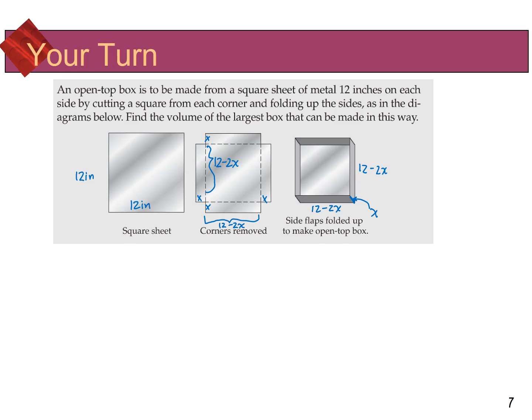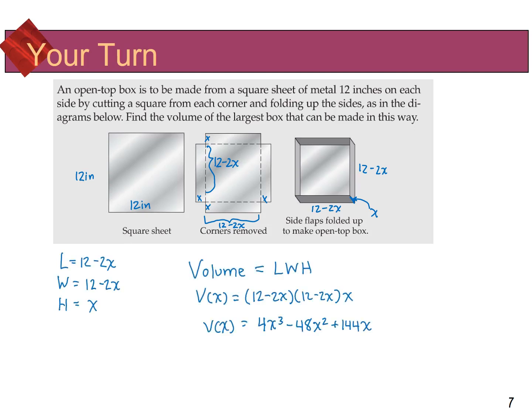So basically, as a result of that, my length and width are both going to be 12 minus 2x, to represent the 12 inches it was originally minus 2 times the amount I'm going to take off of both ends. And of course, the height of the box is going to be x. The reason I make sure to define these things is because the volume of a box is found by doing length times width times height.